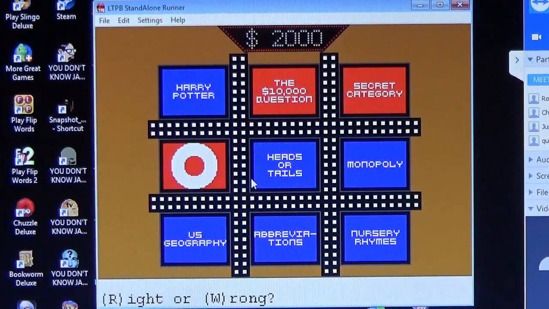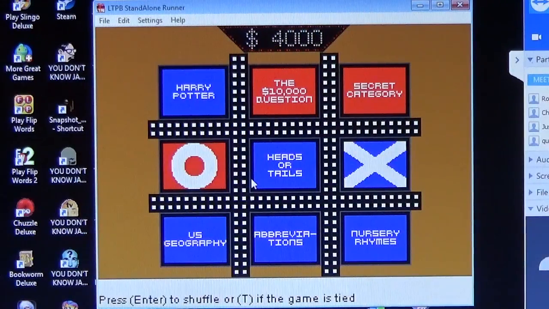Is it A, 2008, B, 1995, C, 1996, or D, 1935? 1995. 1995 is right. Good job. They formally apologized to the residents of Marvin Gardens for misspelling Marvin Gardens.